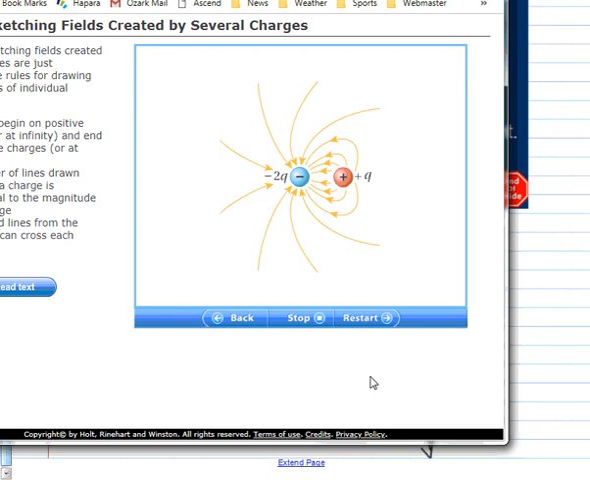If the negative particle has twice the charge of the positive particle, the field would be similar. All you have to do is reverse the direction of the field lines. There you go. Are we going to need to know how to draw these?